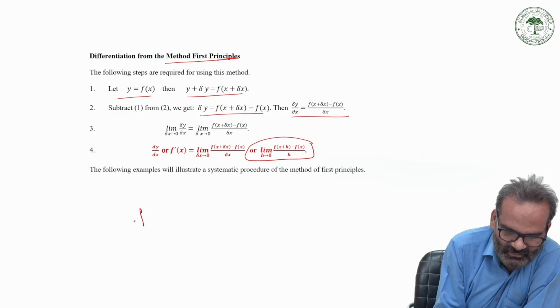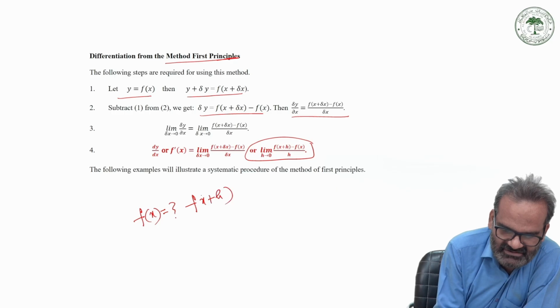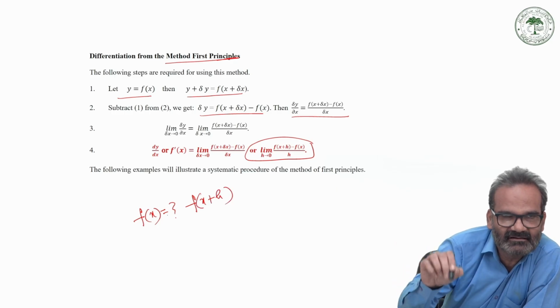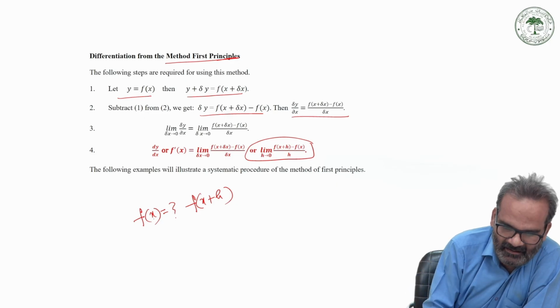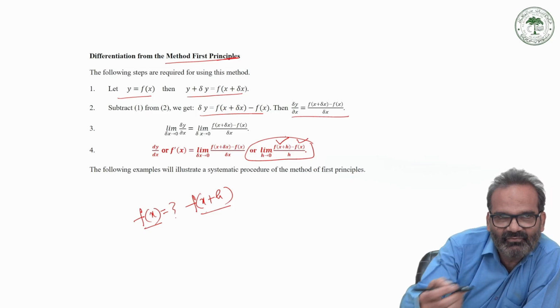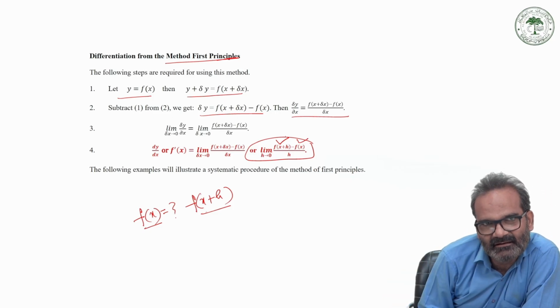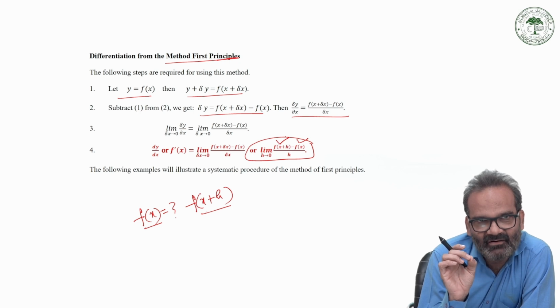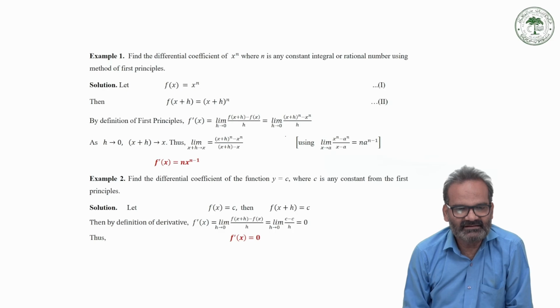In the given question, f(x) will be given to you. Simply find f(x+h) by replacing all the terms of x by x plus h in the given function, right? Substitute the values of these here and here, divided by h. Find the limit of this function. What you get will denote the derivative of the given function, right? Let us take some examples.